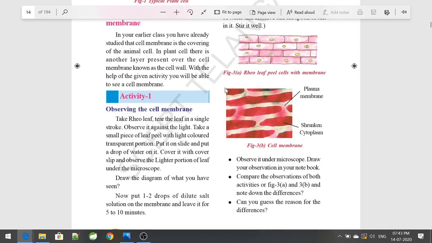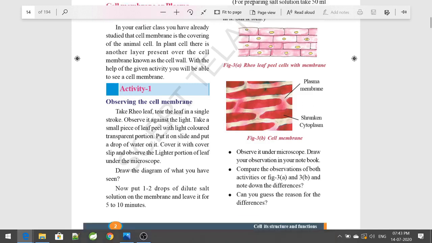Put the peel on the slide, cover it with a cover slip and observe it under the microscope. You will observe this pattern. Okay, this is called sunken stomata and a plasma membrane. Here you can see a plasma membrane.